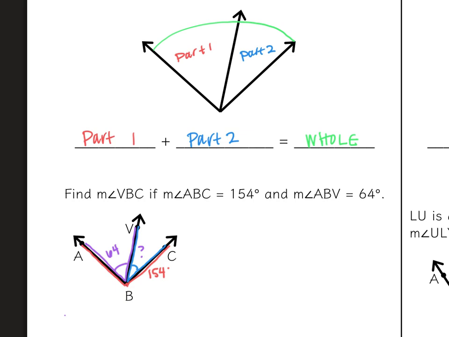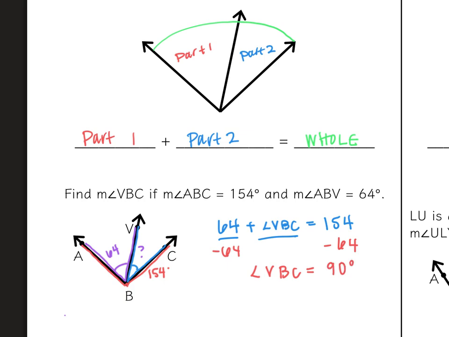So if I take part 1, which is 64, plus my second part, which is angle VBC, what we're trying to find, that equals the whole. So part 1 plus part 2 equals the whole, which is 154. The only thing we need to do is subtract 64 from both sides. So angle VBC equals 90 degrees. Just to let you know, not all these angles are drawn to scale.